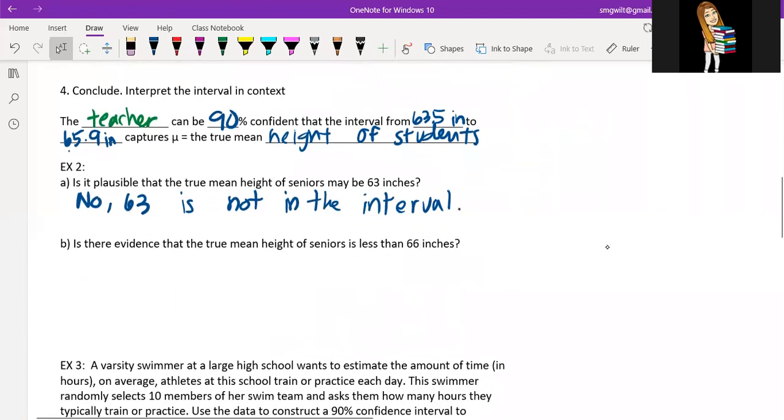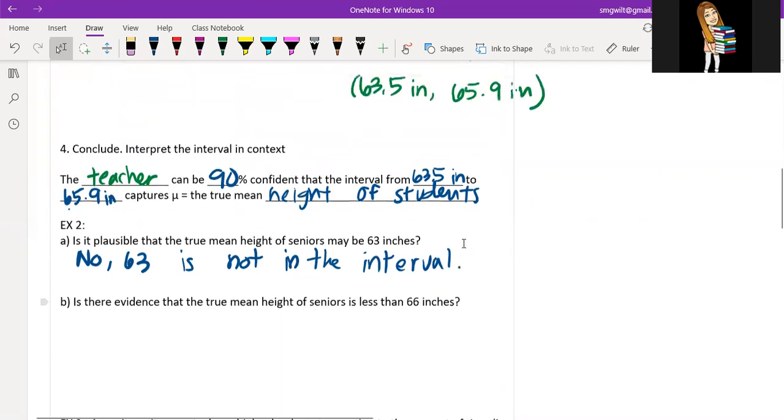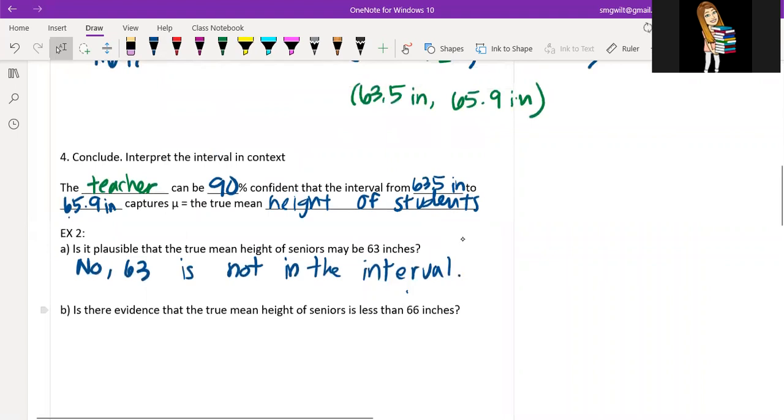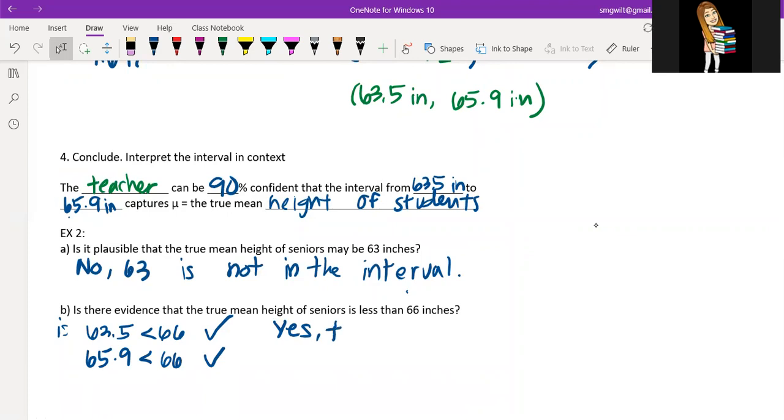Okay, so I'm checking to see if that number is in the interval, then it would be plausible. Is there evidence that the true mean height of seniors is less than 66 inches? So what I'm doing is I'm looking at the entire interval and asking myself, is 63.5 less than 66? Yes. Is 65.9 less than 66? Yes. So that means that this is plausible because the entire interval is less than 66 inches.